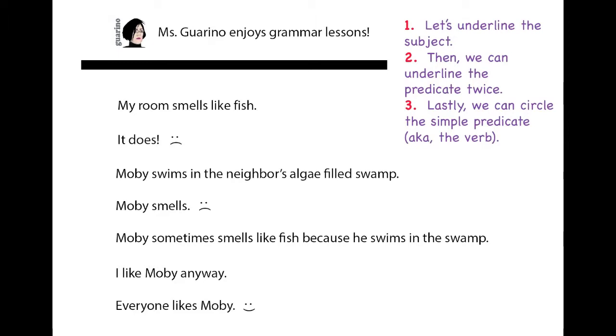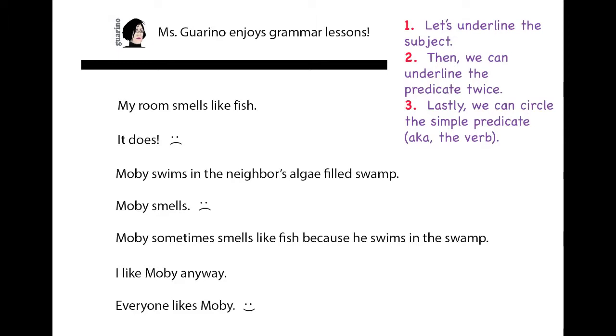What I'd like to do is go over a few more examples with you regarding the subject of a sentence and the predicate of a sentence. The first thing that we'll be doing is underlining the subject of the sentence once. Then we'll underline the predicate twice. And lastly, we will be circling the simple predicate. Now remember, simple predicate is just a fancy pants term for a verb or an action word.